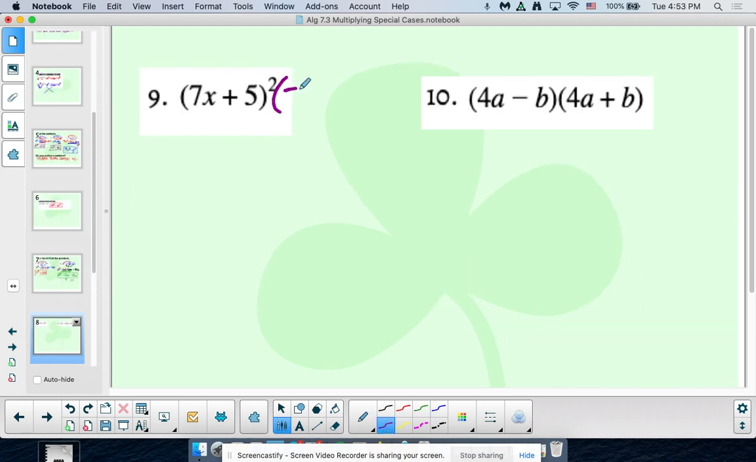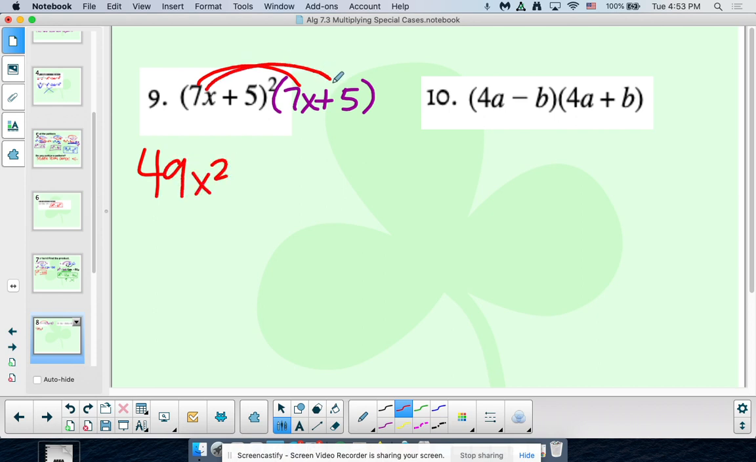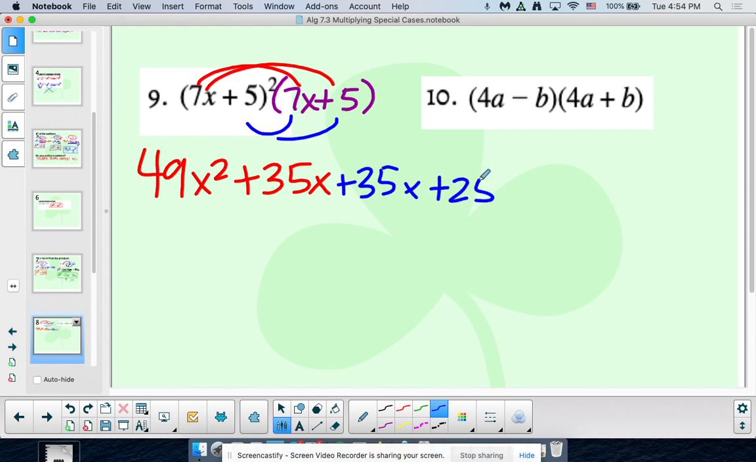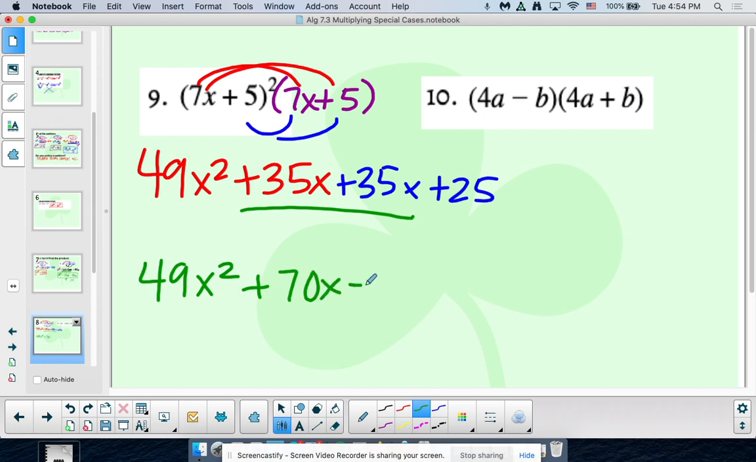All right, last two. Again, I'm going to write it next to it because I know that's what that really means. Now I'm going to FOIL it out. 7x times 7x is 49x squared. 7x times 5 is 35x. 5 times 7x is 35x. 5 times 5 is 25. Combine my like terms. So 49x squared, 35 plus 35, you guys, is 70x, plus 25.